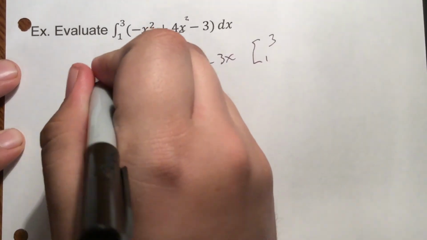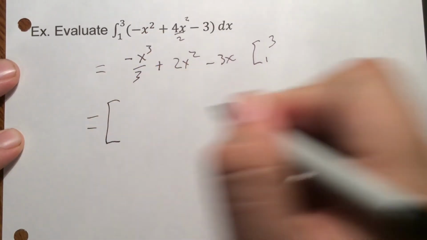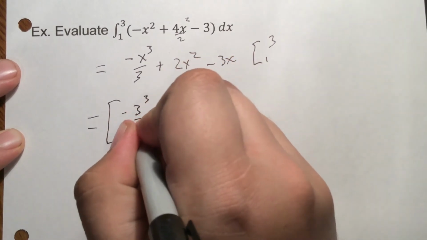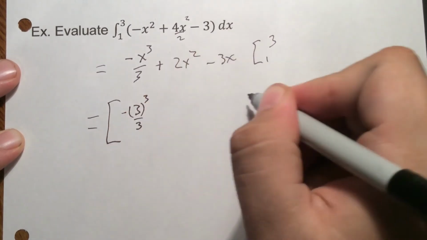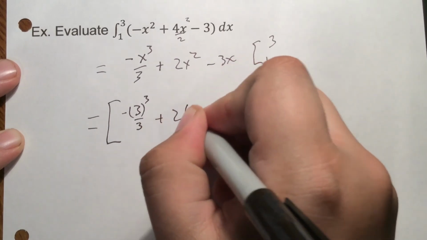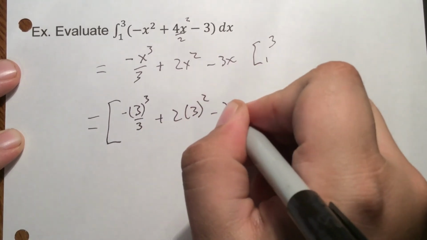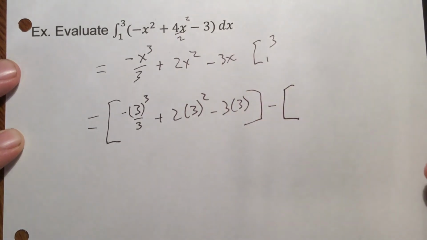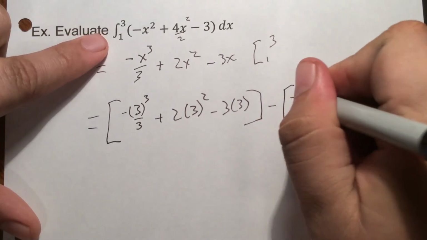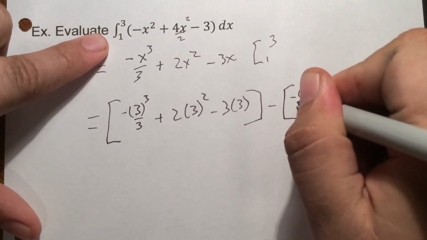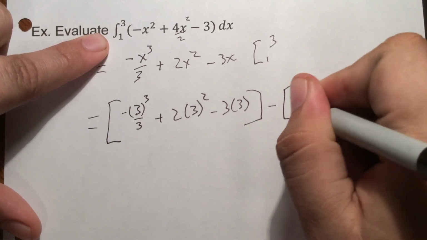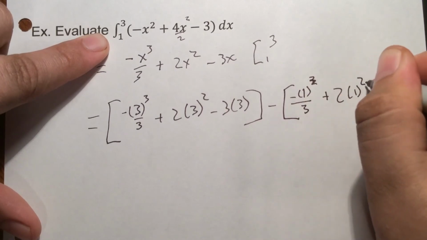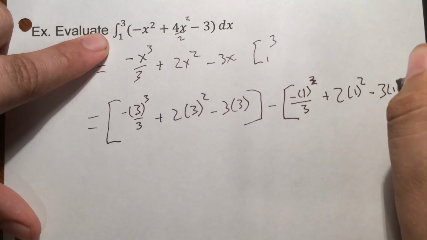But if we put these in here, again, starting with brackets. So 3 in there: negative 3 to the third over 3, plus 2 times 3 squared, minus 3 times 3. For the other side, we would have a negative 1 to the third over 3, plus 2 times 1 squared, minus 3 times 1.